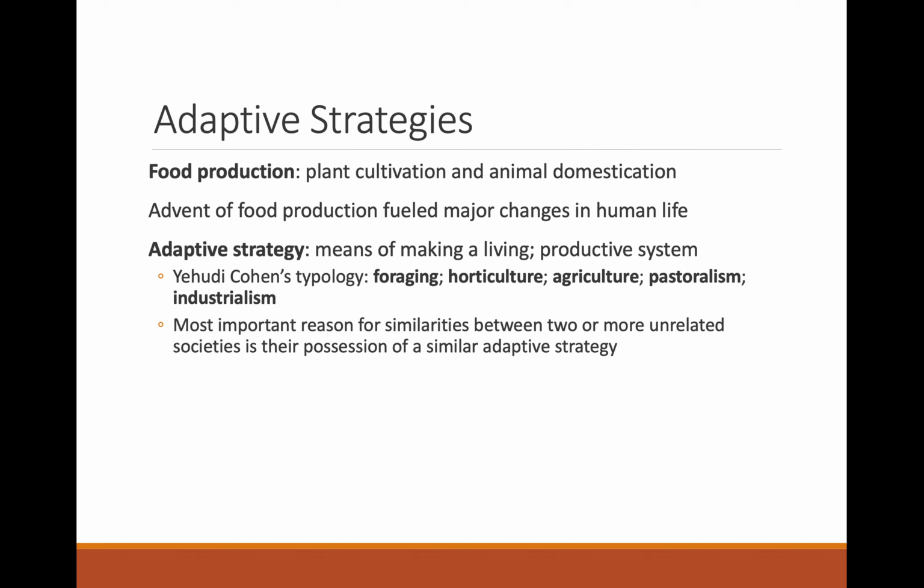Cohen divided the world up into five main adaptive strategies. We will talk about the possibility of a sixth just briefly. Those typologies that were enumerated by Cohen include foraging, horticulture, agriculture, pastoralism, and industrialism. We could argue that in a fully modern context, we have some human societies that have moved beyond industrialism to something that we would call post industrialism.